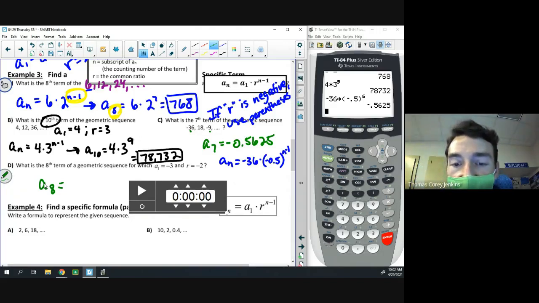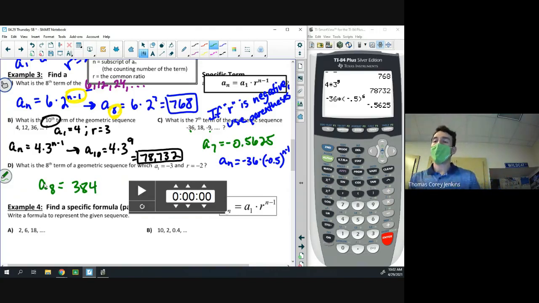384 is correct. Very good. So notice it's positive, not negative. So there you go. Anybody have any questions? Anybody want to see that one?